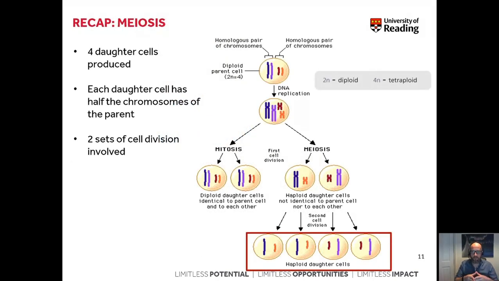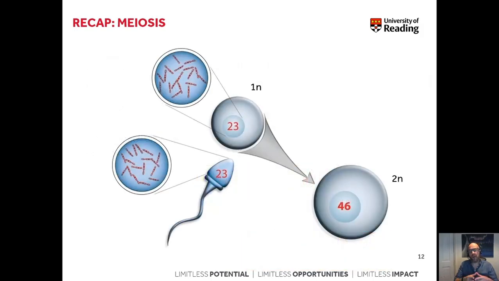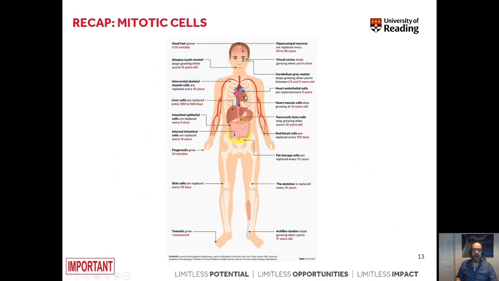In meiosis, 4 daughter cells are produced in contrast to mitosis, and each daughter cell has only half of the chromosomes of the parent cell. Also, in meiosis, 2 sets of cell division are involved, and this allows production of a new diploid cell after fusion of a sperm cell and an egg.